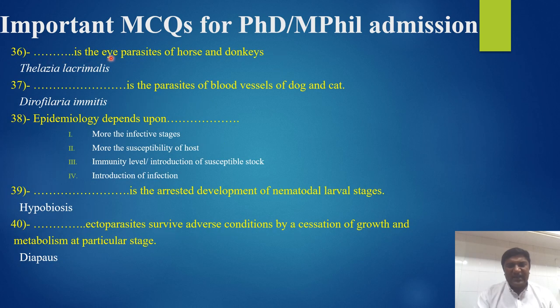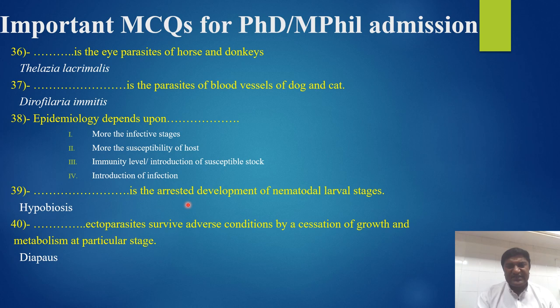Dash is the eye parasite of the horse and donkey, Thelazia lacrimalis. Dash is the parasite of the blood vessels of dogs and cats, Dirofilaria immitis. Epidemiology depends generally on the number of infective stages, the susceptibility of the host, the immunity level, and the introduction of susceptible stock and of infection.